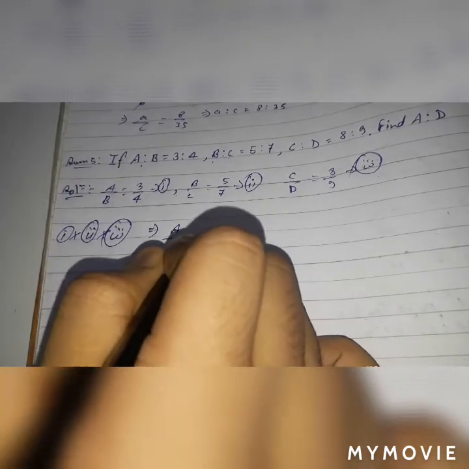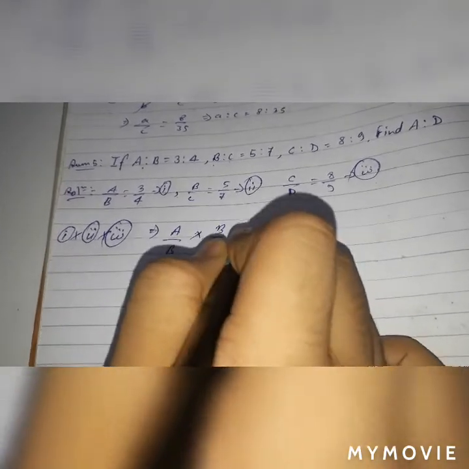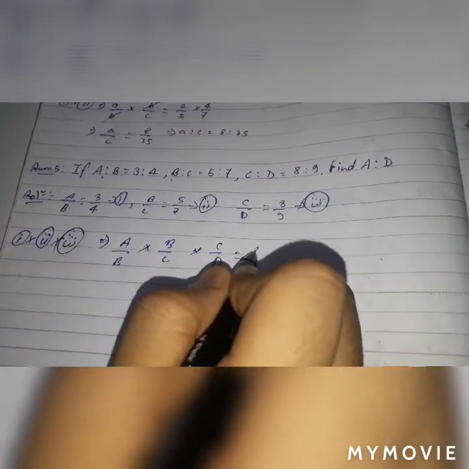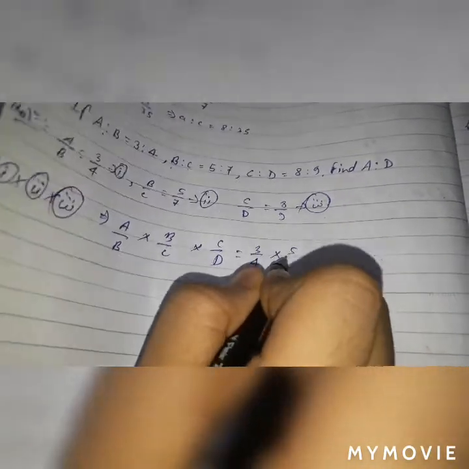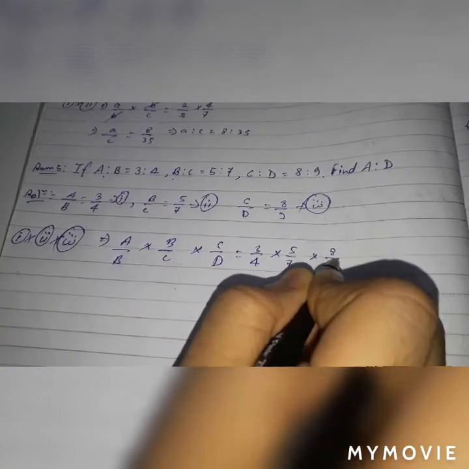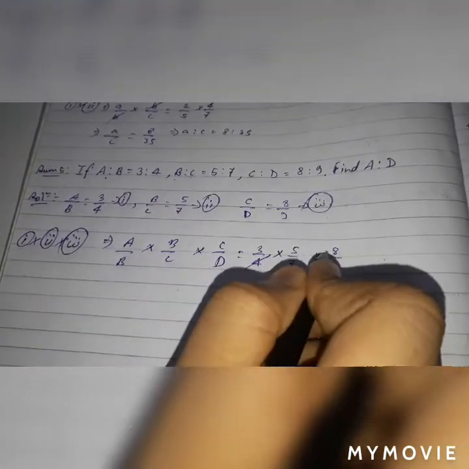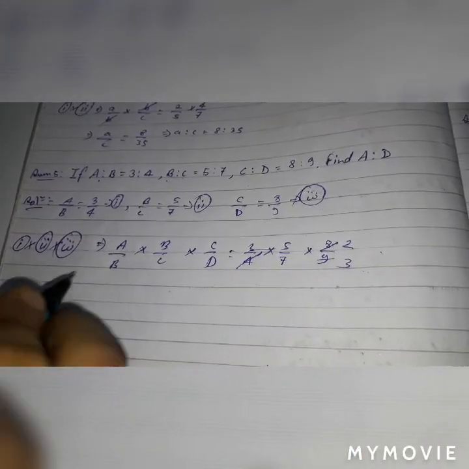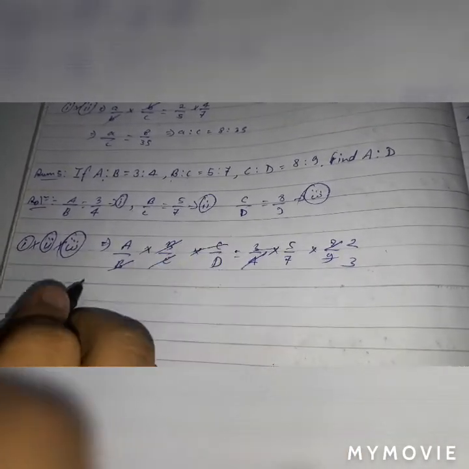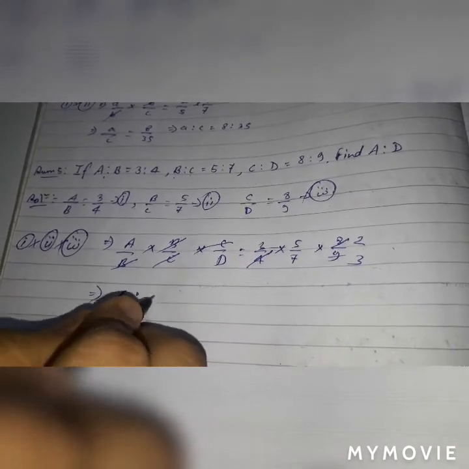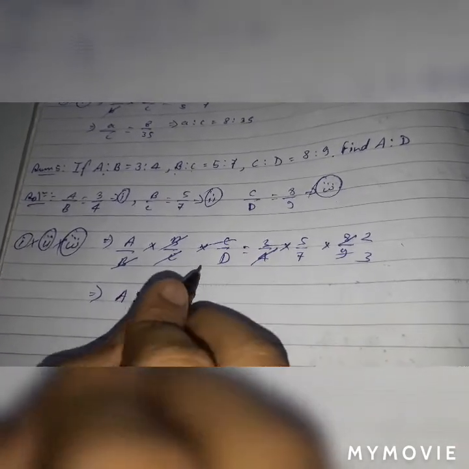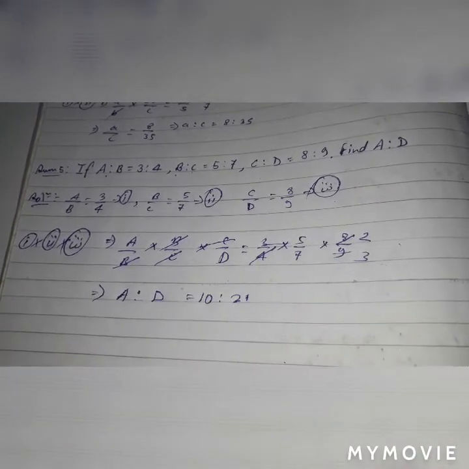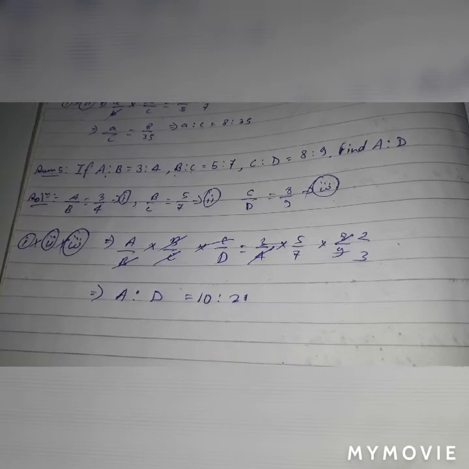A divided by B into B divided by C into C divided by D equals 3 divided by 4 into 5 divided by 7 into 8 divided by 9. 4 1s are 4, 2 2s are 3 1s are 3, 3 3s are... Cancellation I have done. B gets cancelled, C gets cancelled. That means A is to D equals 10 is to 21. Here you can't cancel anything, simple multiplication is being done.